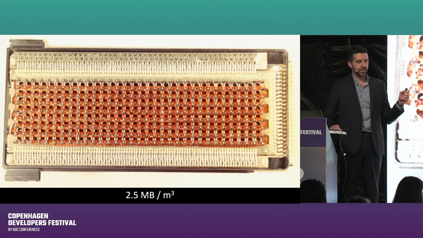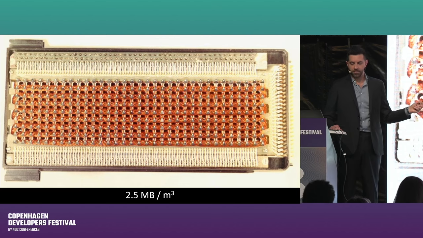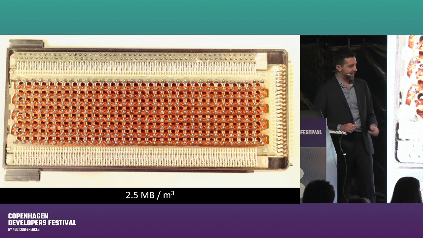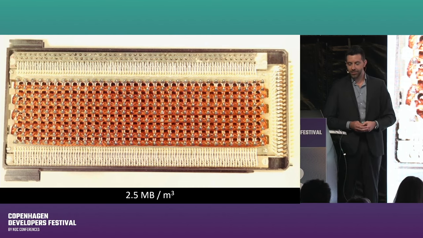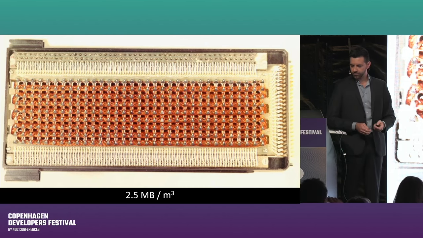And this thing was a great advancement over the alternative at the time, which was magnetic core memory, because it had 18 times the energy density. And even at 18 times, it was still 2.5 megabytes per meter cubed, which is, of course, hilarious by today's standards. But at the time, it was a major advancement.